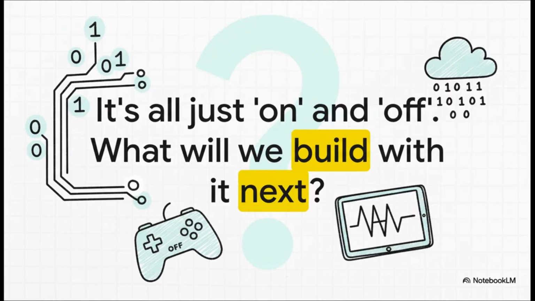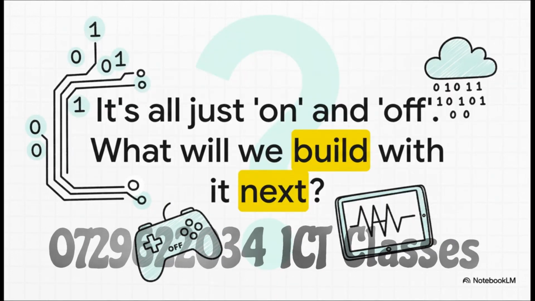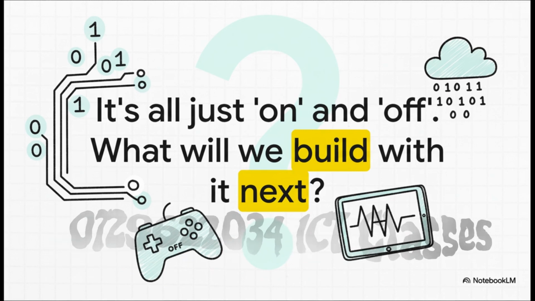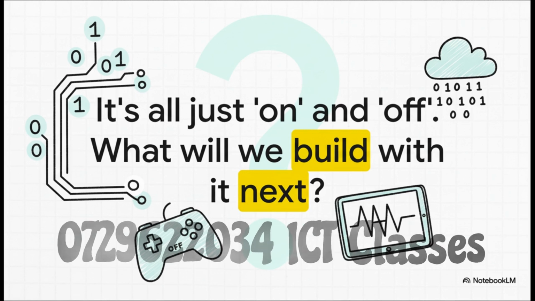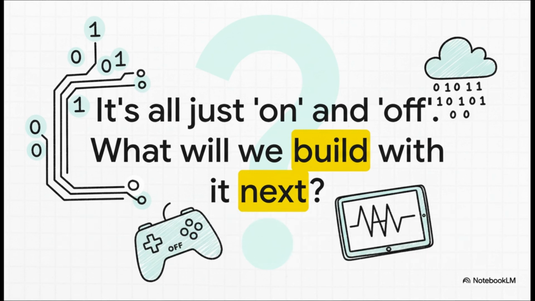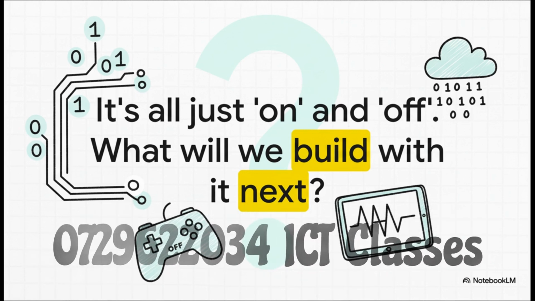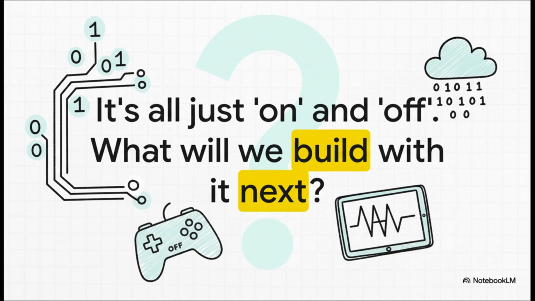Just let that sink in for a second. Everything you're watching right now, every video you've ever streamed, every game you've ever played, is just an incredibly long list of on and off switches. Isn't that wild? And it makes you wonder, right? With such a simple language, what are the limits to what we can build? What's going to come next?